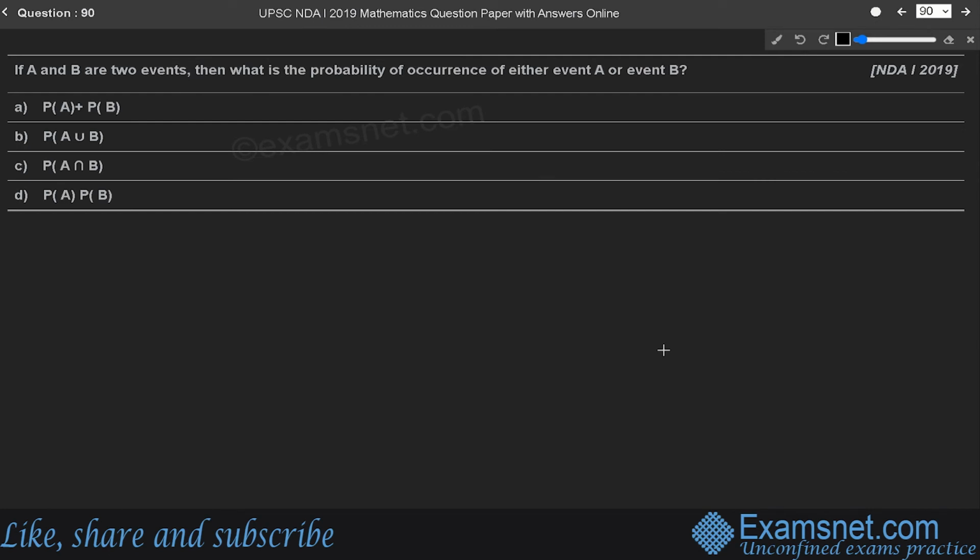Next question is, if A and B are two events, then what is the probability of occurrence of either event A or either event B? We know that whenever there comes either A or B, it means there is union. So probability of occurrence of either event A or event B is P of A union B. A union B means it is either in event A or in event B. So the correct option here is option number B, which is P of A union B.